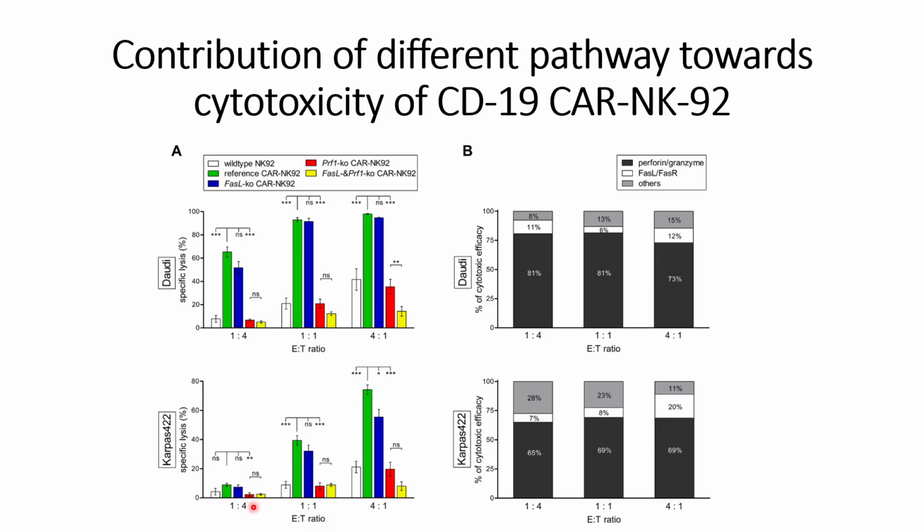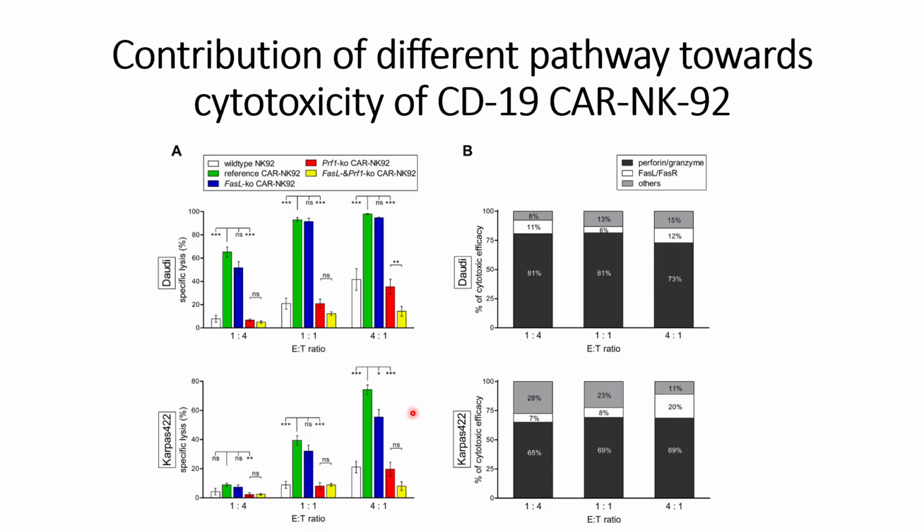When they check the perforin knockout CAR-NK92, they see significant reductions for all three conditions. Similar to the case we have seen for the Daudi cells, for the conditions where both FasL ligand and perforin are knocked out, all three effector target ratios show a non-significant reduction in cytotoxicity compared to the perforin knockdown.